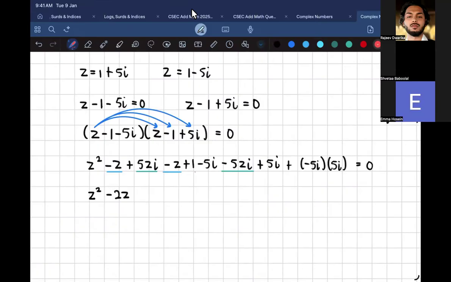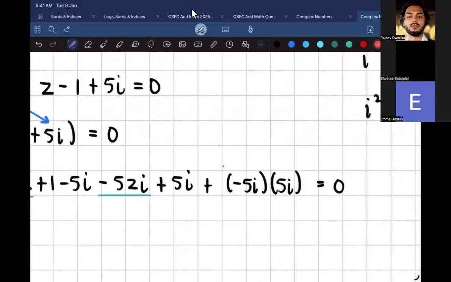Then we have 1, we have minus 5i, we have 5i, and we have minus 5i by 5i. Now Shweta, let's work this out fast. I just told you that i by i is what? i squared is minus 1. So minus 5 by 5 is going to be minus 25, and i by i is i squared, which is minus 1. What's minus 25 times minus 1? It'll be just 25.